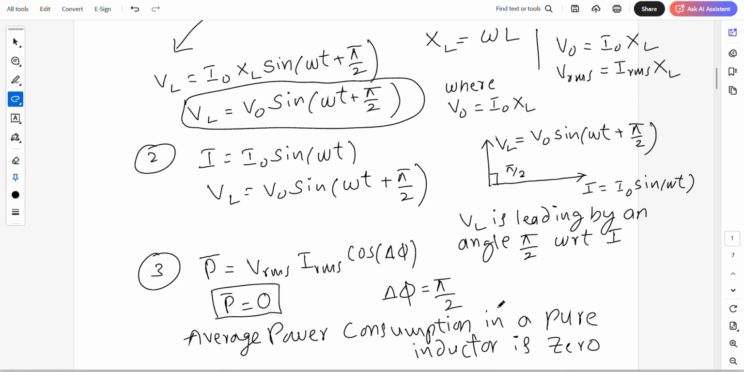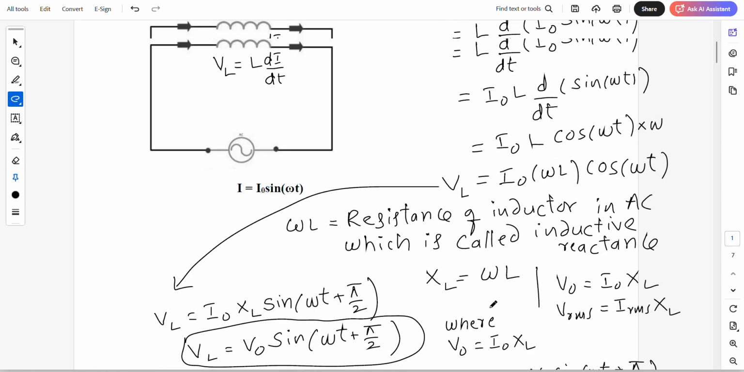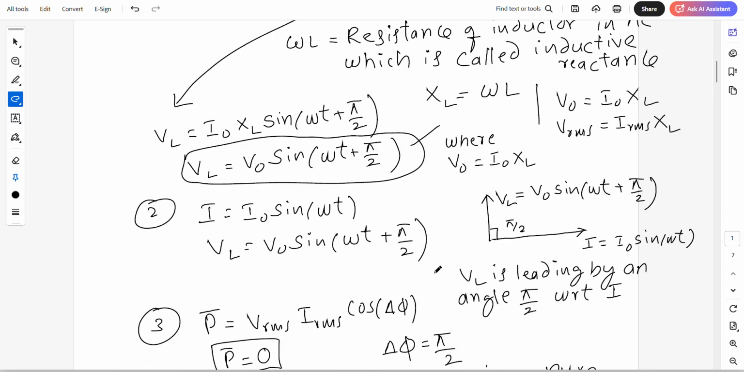Okay, there is no effect of resistance. Hope you understood this. If I is equal to I naught sin omega t, VL will be equal to V naught sin of omega t plus pi by 2. To write the phasor diagram, take I as reference, and VL will be leading by angle pi by 2 with respect to I.